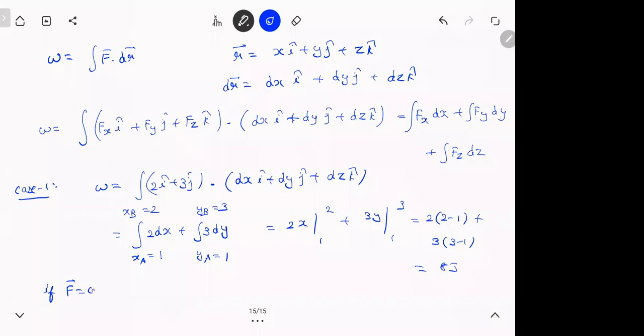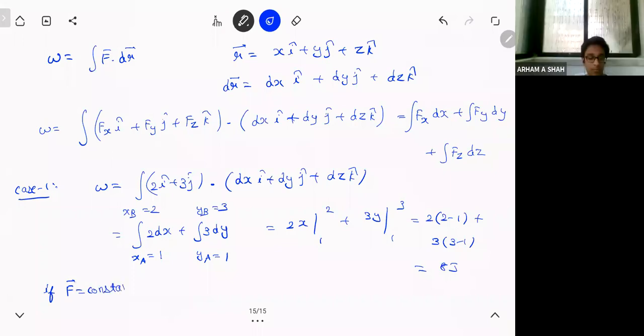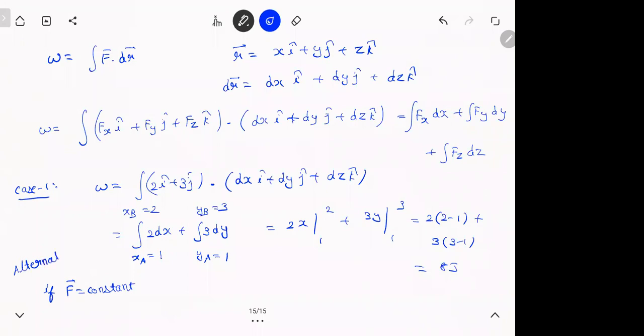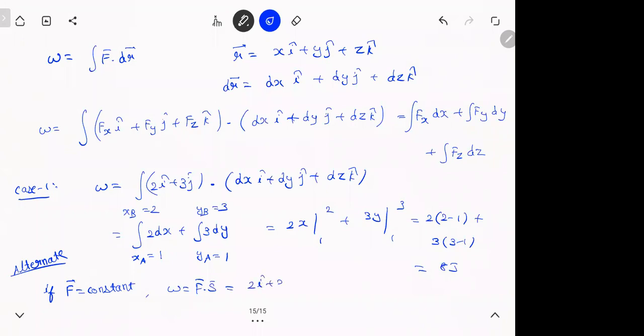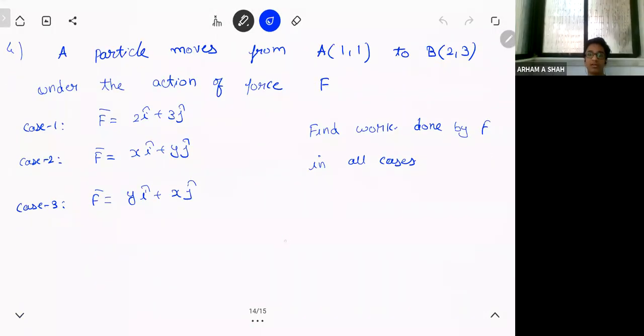If F bar is constant, this is an alternate. But remember, this can be done only when F is constant. Then the work done becomes the force F bar dot the displacement s bar. So it is 2i plus 3j dot AB bar.